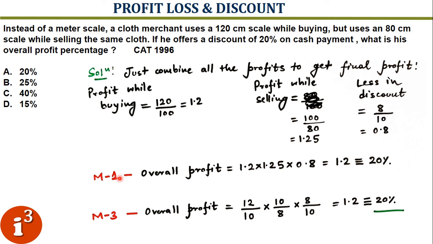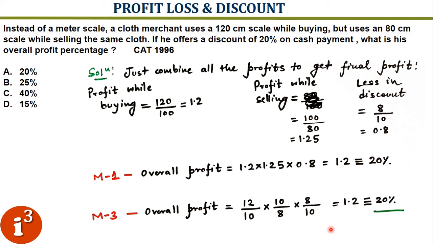But the method which I showed you in the previous problem is our overall profit method. While purchasing, 12 by 10, because he is taking 120 but giving the price of only 100. Next, while selling to the customers, he is taking the amount of 100 but actually giving 80, so into 10 by 8. Next he gives a discount, 20%, means 8 by 10. So 12 by 10 into 10 by 8 into 8 by 10. 8 gets cancelled, 10 gets cancelled. It's simply 12 by 10. It's 1.2 and 20% profit.